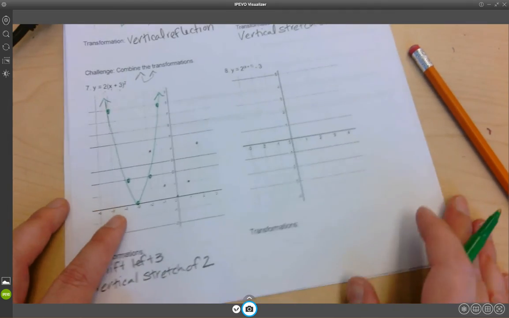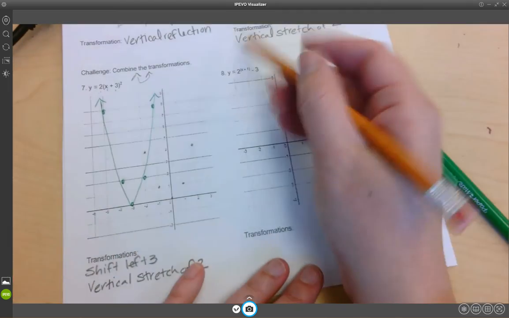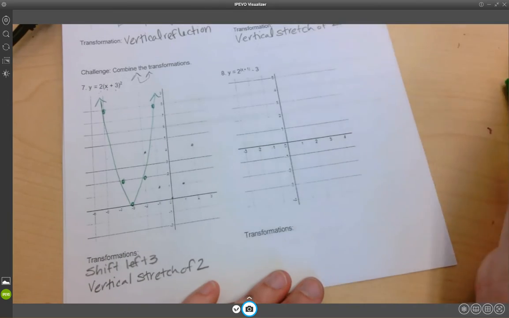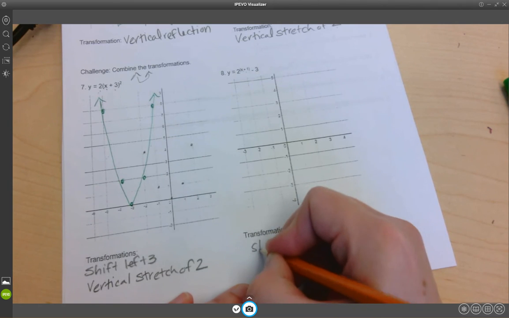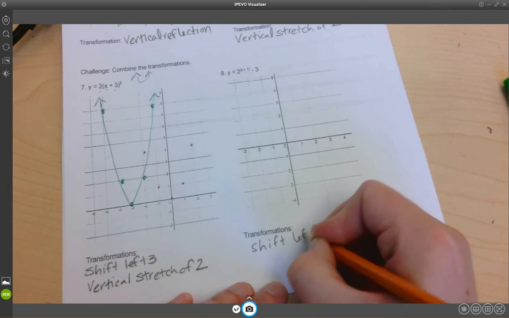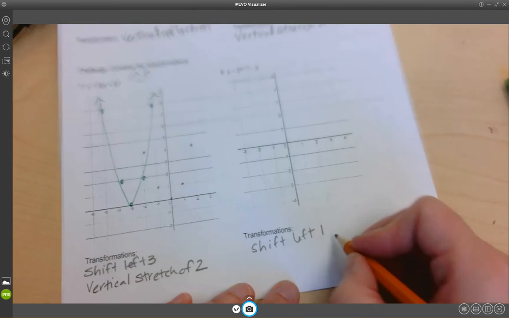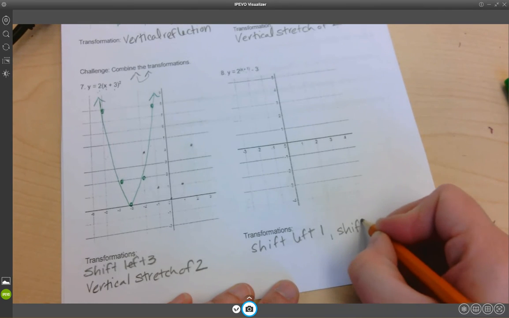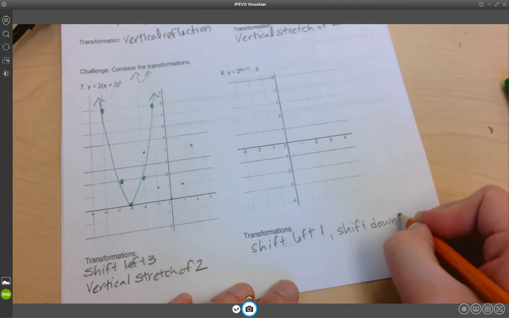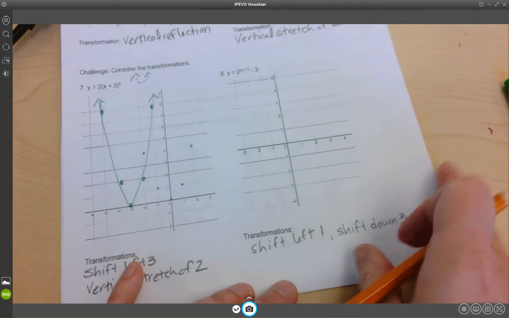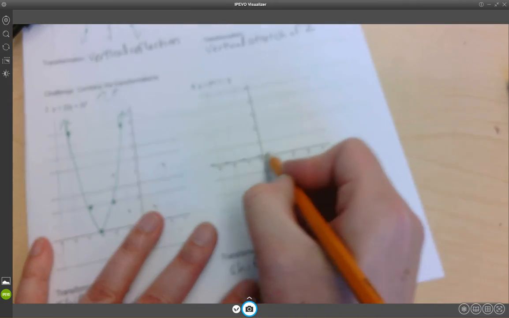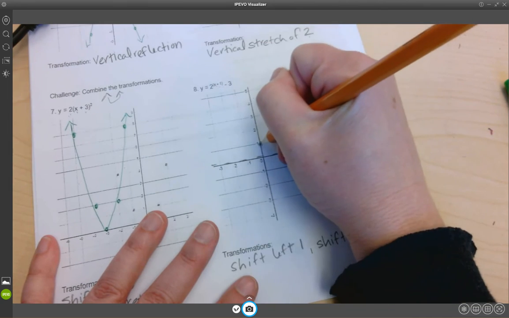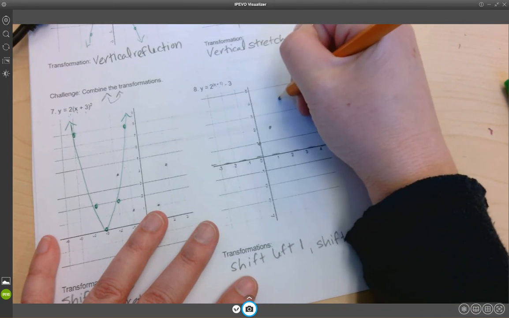Okay, one more. This one we can tell is exponential because the x is in the exponent. The plus 1 should shift it left 1. And the minus 3 should shift down 3. You can find the points from the parent function on your first page here. Okay, and so here's my asymptote and the points on the parent function.